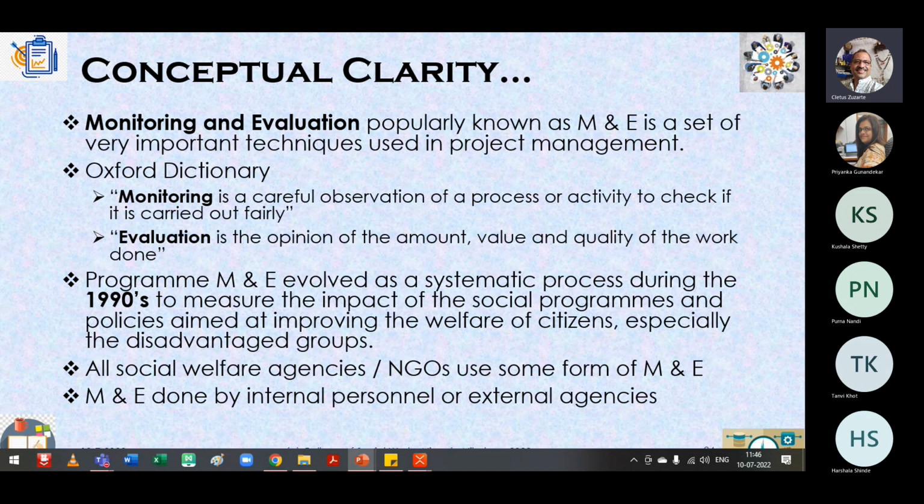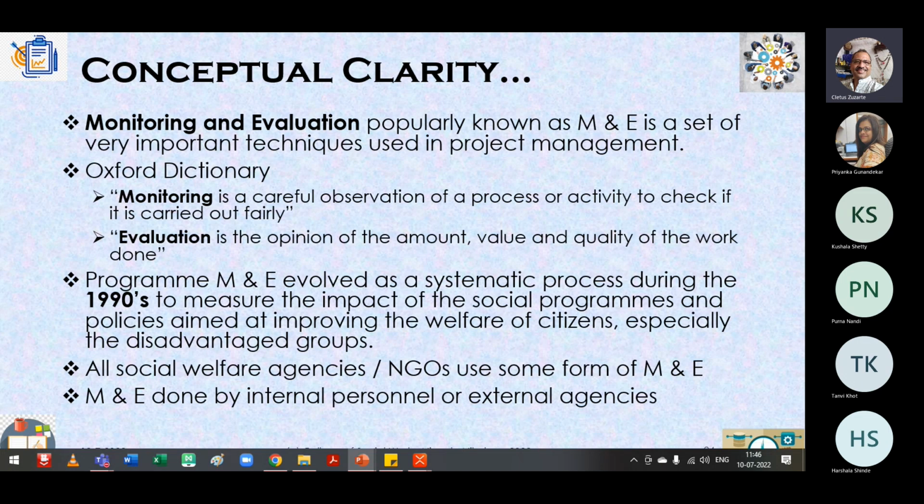But older NGOs would not have been engaging in such processes. Today, in the last 5 to 10 years, M&E forms an important part of project administration or management. You need to have evaluations. You need to have a fair idea of what the project holder or the partners are intending to do.